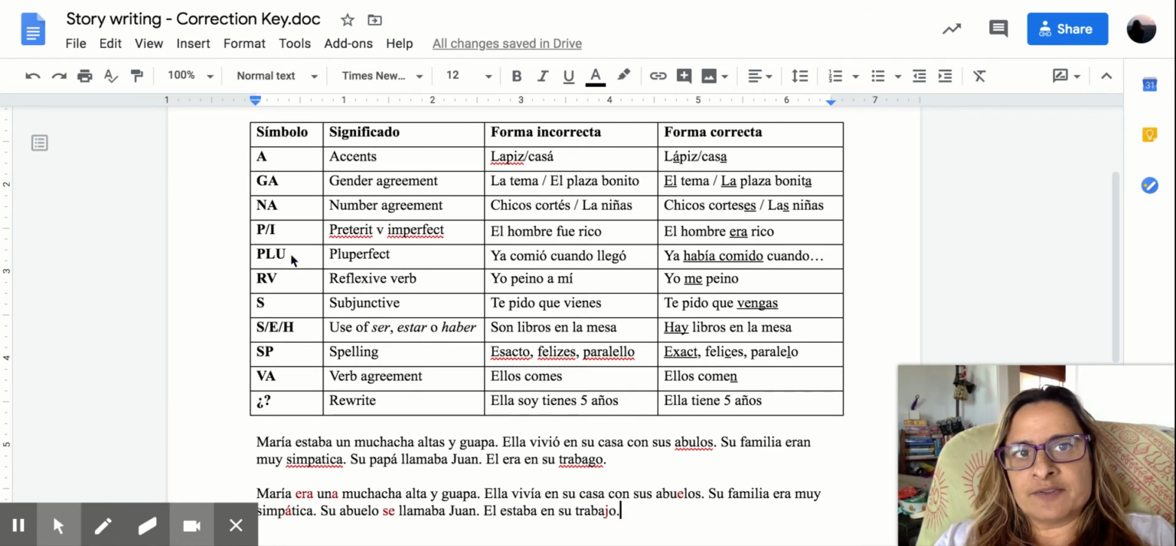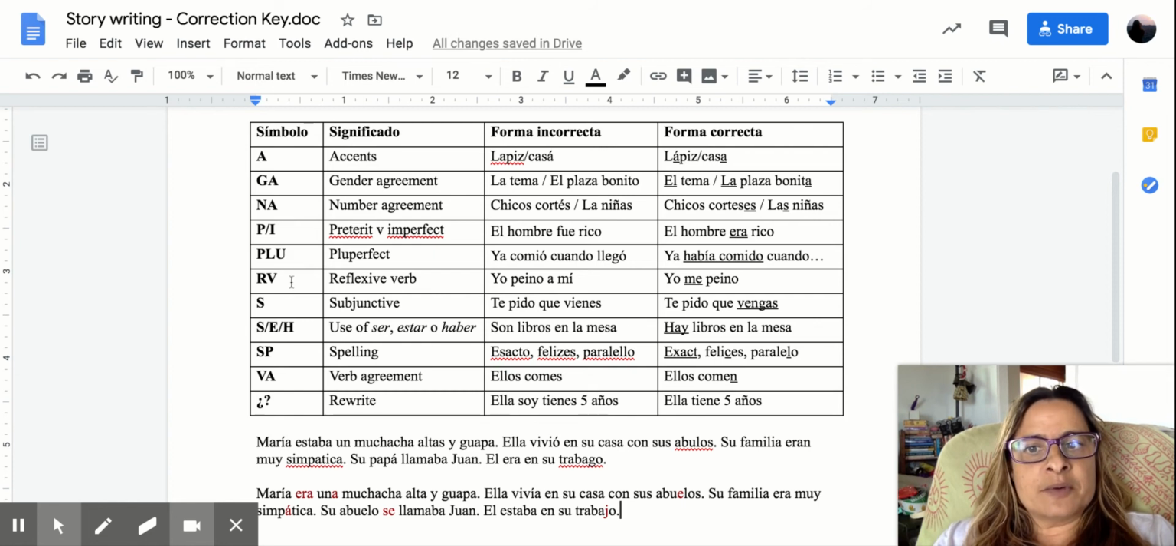Pluperfect, don't worry about too much. We didn't really have too much time to look at it together this year, so I'm just plugging it in for you guys. But remember that the pluperfect is any time that you're saying in English, I had walked, I had studied, I had eaten, and we use this tense to layer things in the past. So I had breakfast when I sat down to work today.